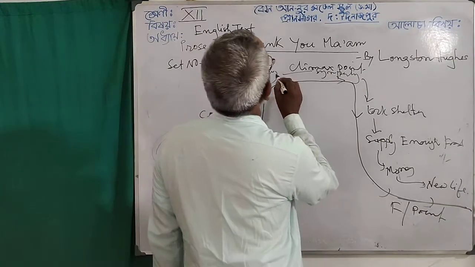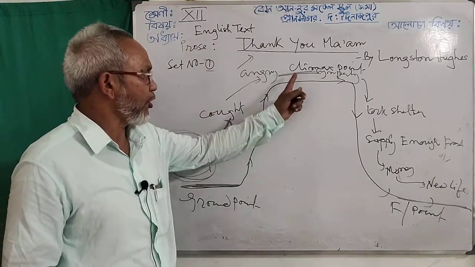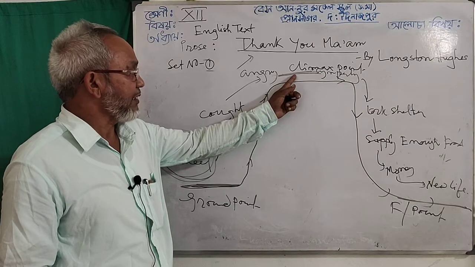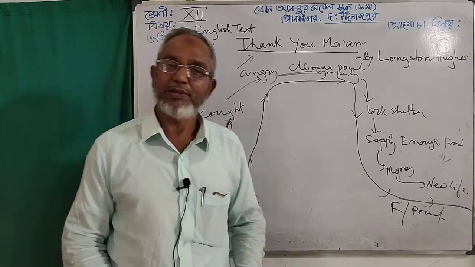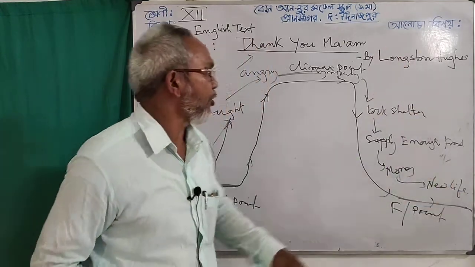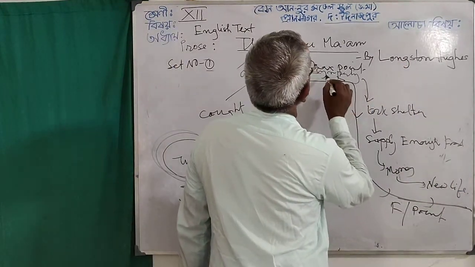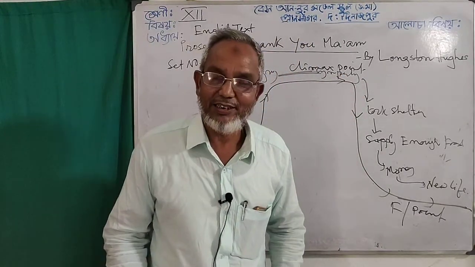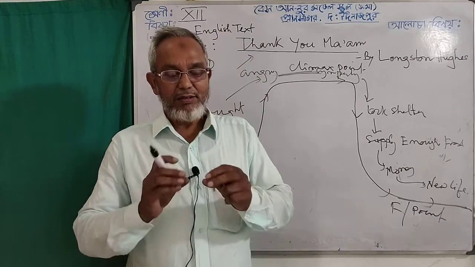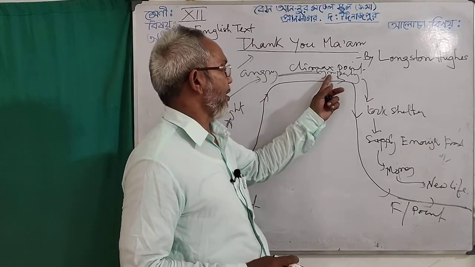So this is the climax point. Roger became afraid. Mrs. Elizabeth became very angry with Roger. This is the climax point. But after a few minutes, she became motionless, and felt sympathy for Roger.